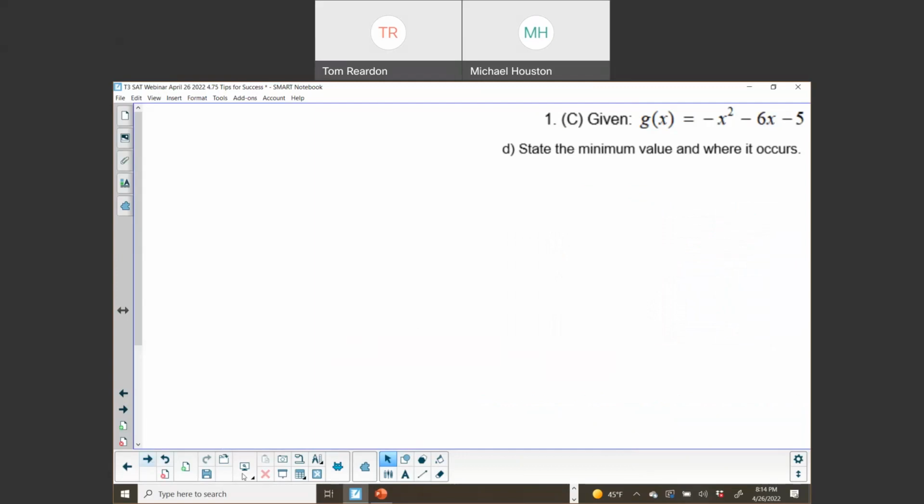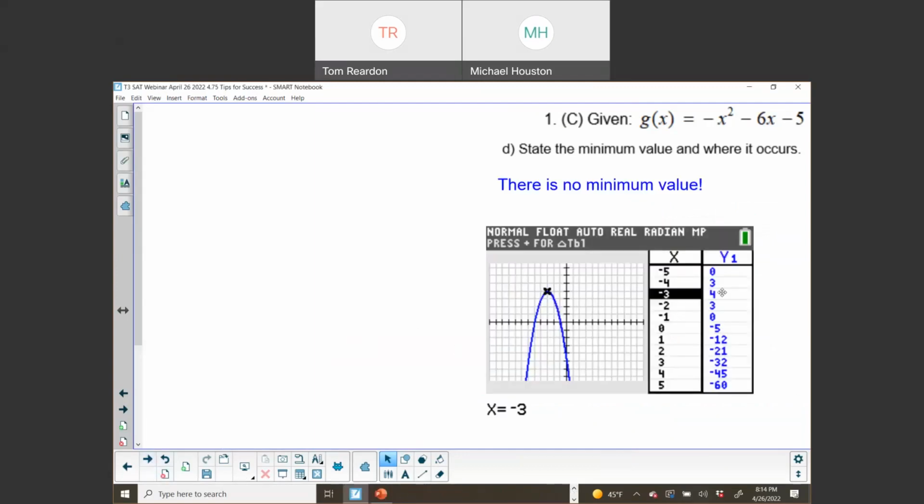State the minimum value and where it occurs, okay? And as you can see here, there really is no minimum value, okay? It keeps decreasing there.